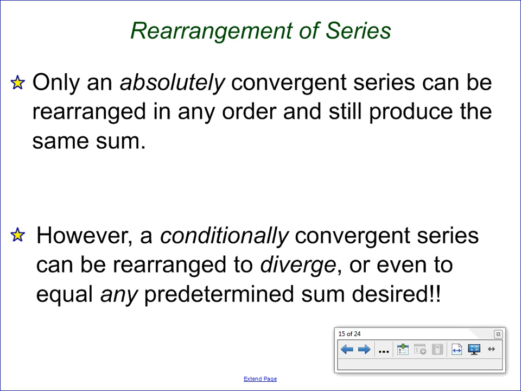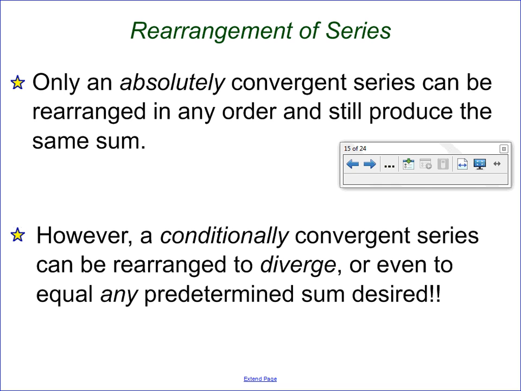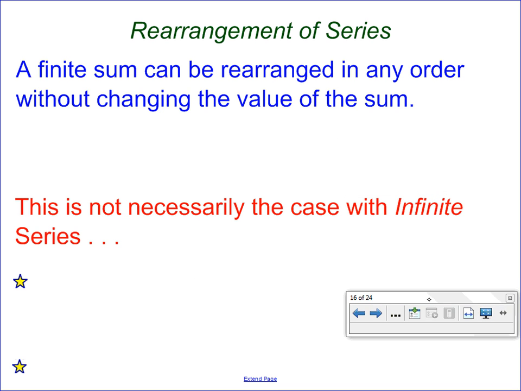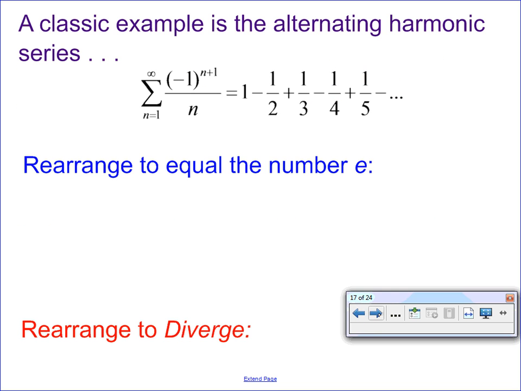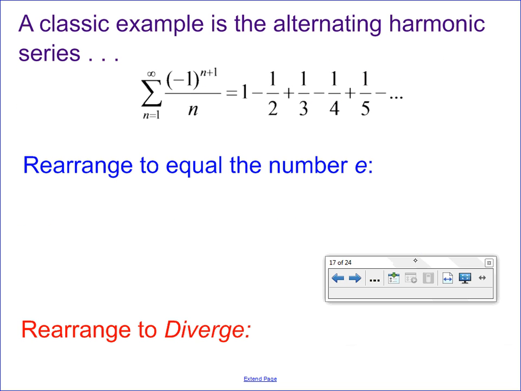Or we could keep that conditionally convergent series as a converging series and just make it converge to any sum that we wanted to. Let's take a closer look at this. This is interesting. So, a classic example is the alternating harmonic series.